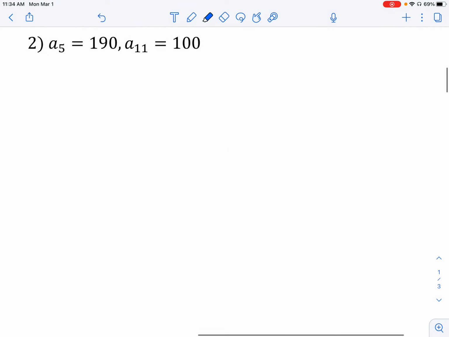Now, number 2 is interesting because this time I'm not giving you the first term in this sequence. And you could take this information here and you could try to find a sub 1. That would be totally legitimate. But I want to kind of encourage you to think about it slightly differently. First, let's try to figure out what is our common difference here.